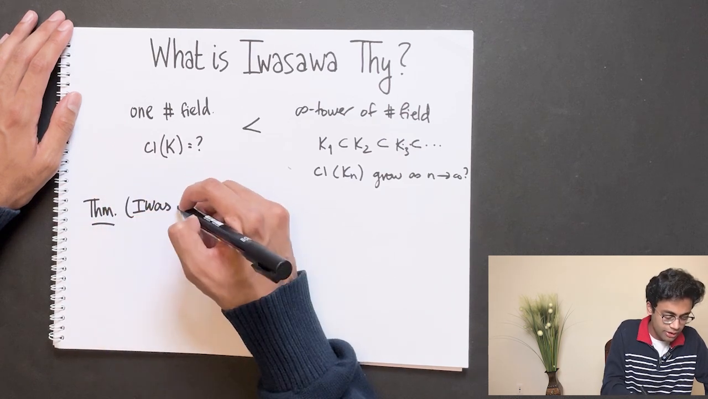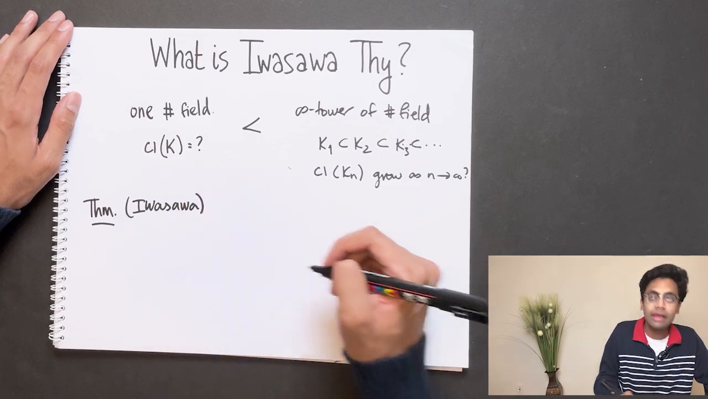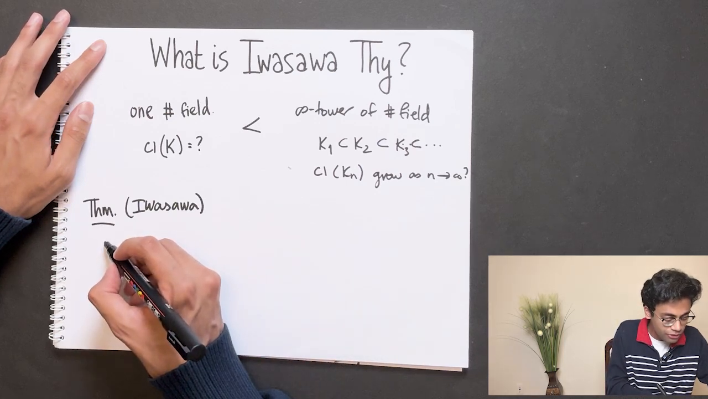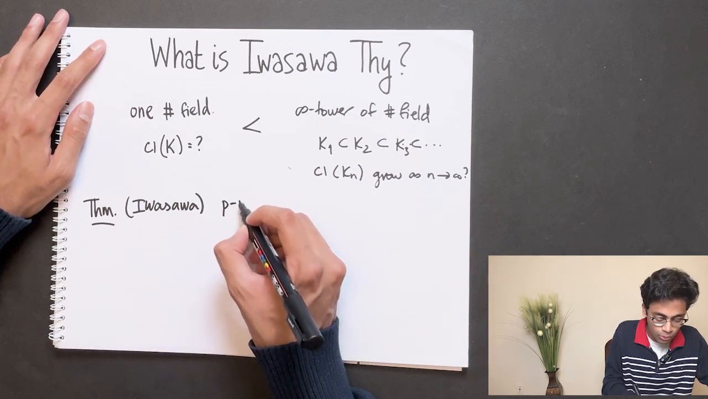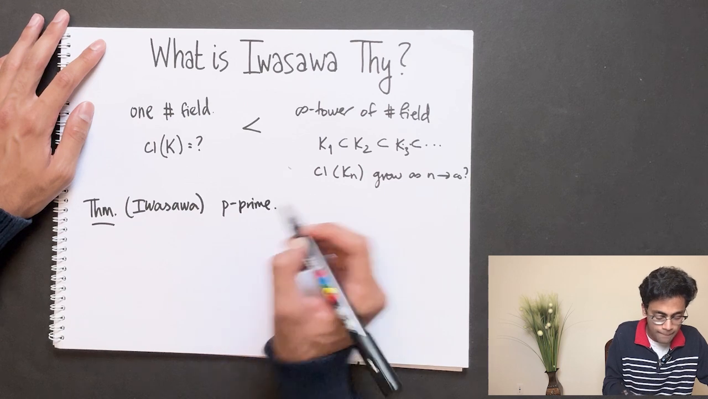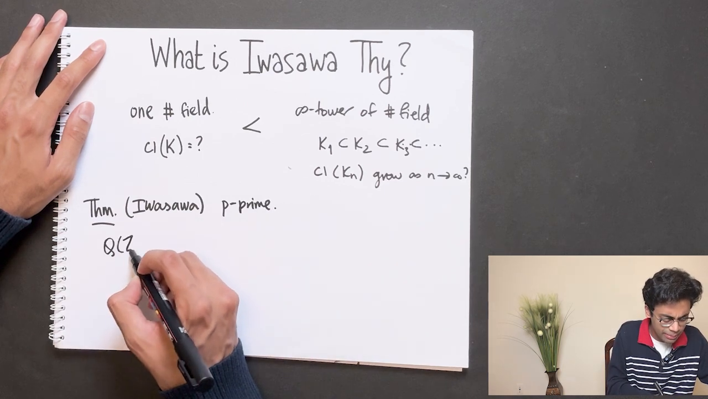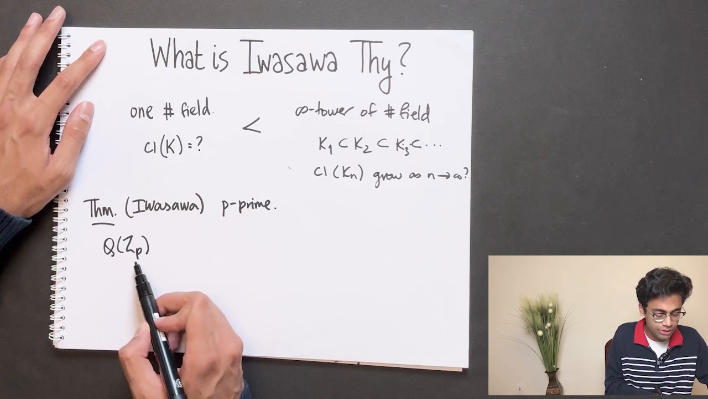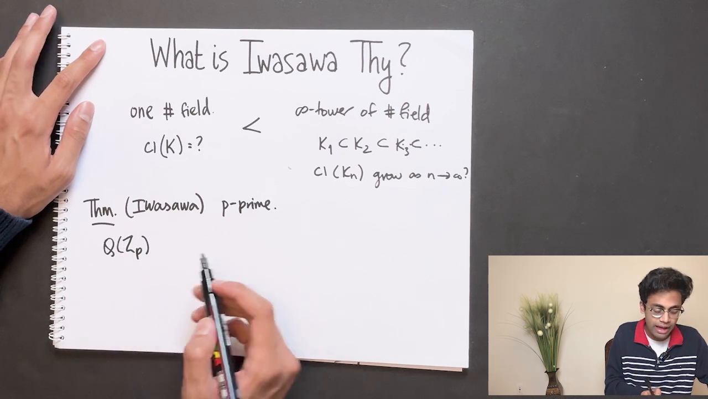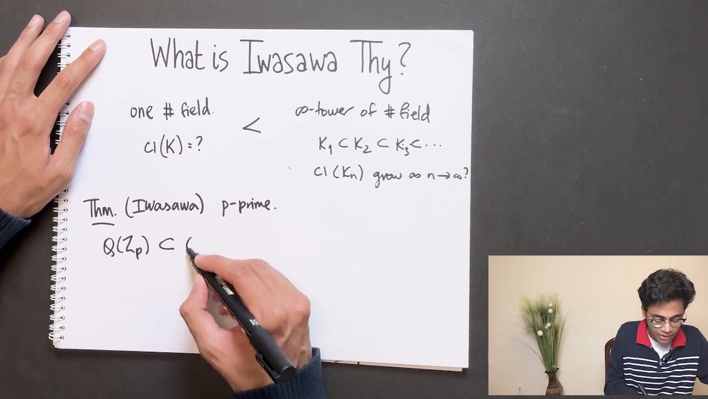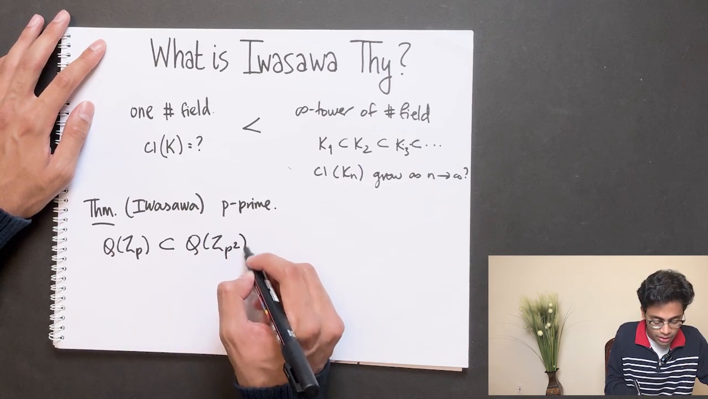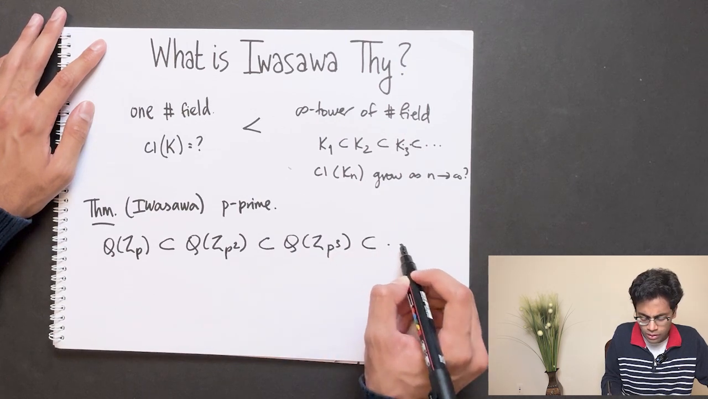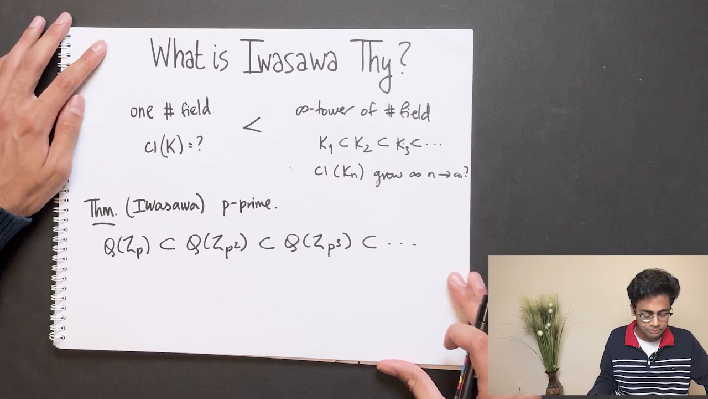The first proof of concept of this was given by a theorem due to Iwasawa, which serves as the fundamental theorem in this whole subject. Here's what the theorem says. Consider the following tower of number fields. Let p be a prime number, and we'll look at Q(zeta_p), the cyclotomic field of pth roots of unity, where zeta_p is e to the 2 pi i over p. This sits inside Q(zeta_p^2), Q(zeta_p^3), on and on. These are the p-power roots of unity.